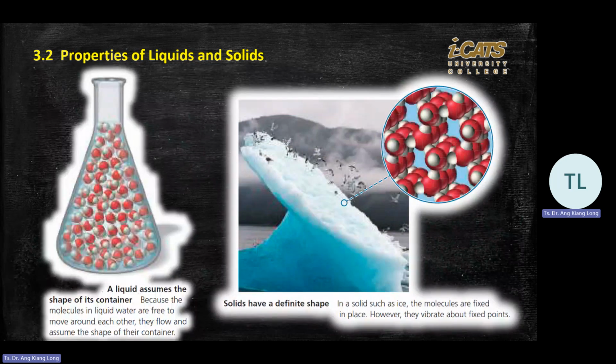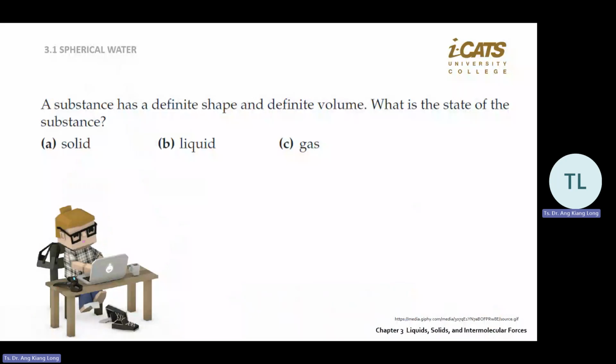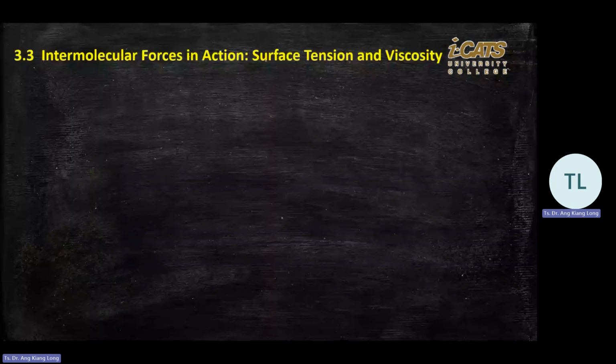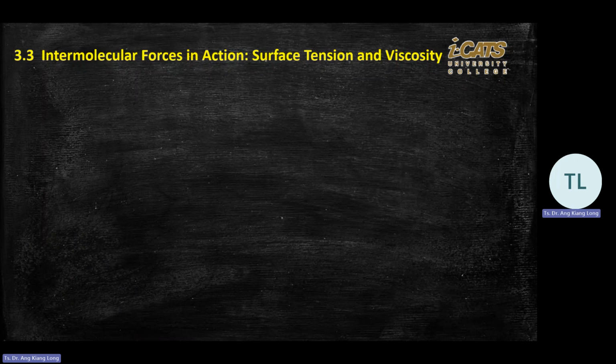Okay, so this is illustration. This is a very short quiz. So a substance have defined shape and volume. Defined shape and volume. What is the state of this substance? Solid.